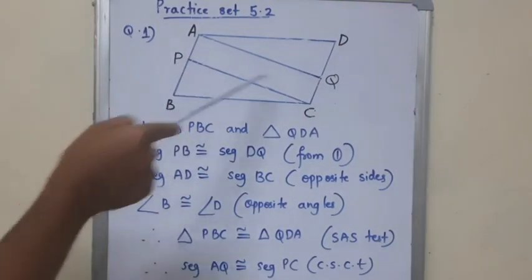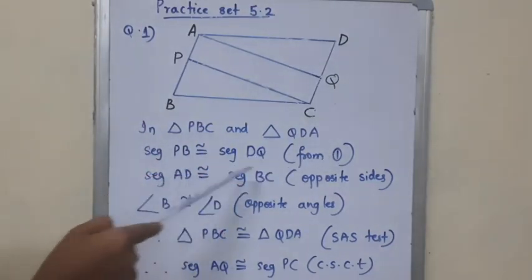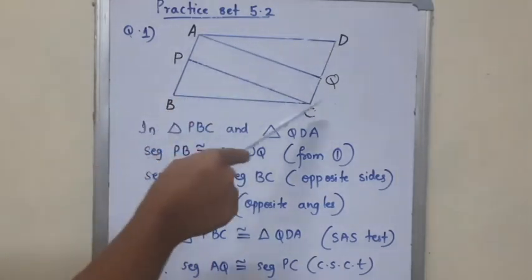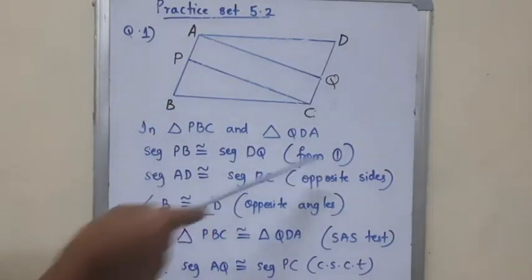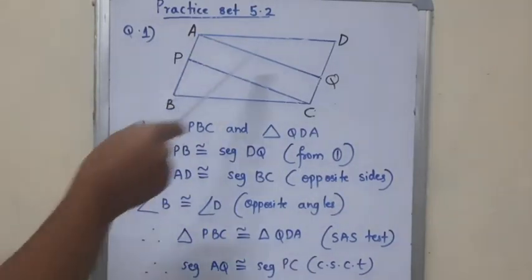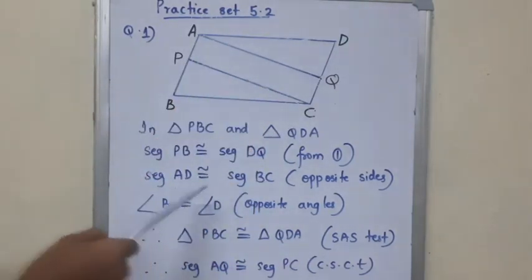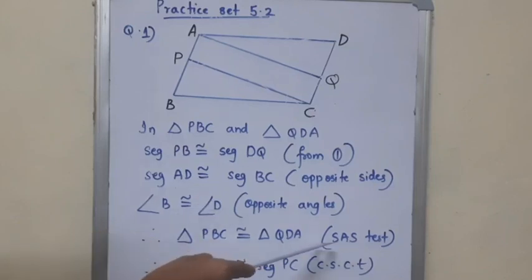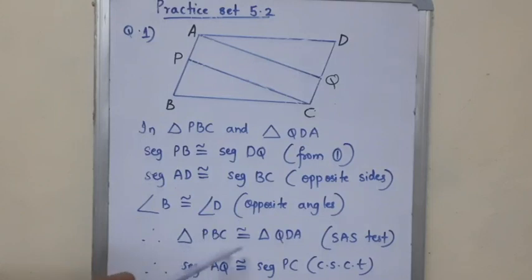Now, we will prove triangle PBC and triangle QDA as congruent triangles. Segment PB is congruent to segment DQ from equation number 1. Segment AD is congruent to segment BC because AD and BC are opposite sides of parallelogram ABCD. Angle B and angle D are opposite angles of parallelogram ABCD, therefore they are congruent. Now, 2 sides and 1 angle, which means SAS test, we can prove that triangle PBC and triangle QDA are congruent to each other.